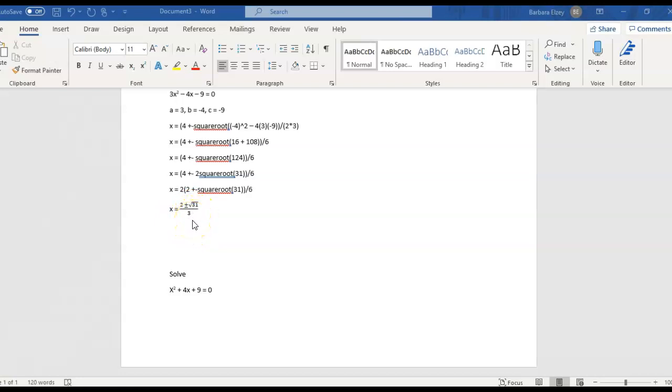Now, if you're putting this in as two separate answers in My Open Math, you're going to put in 2 plus the square root of 31 over 3 and 2 minus the square root of 31 over 3.